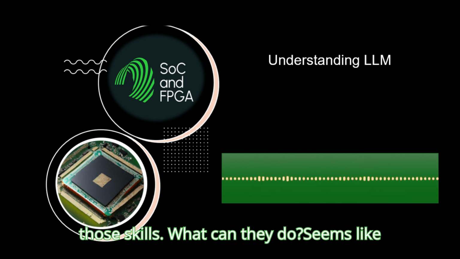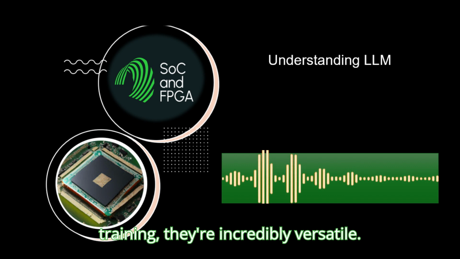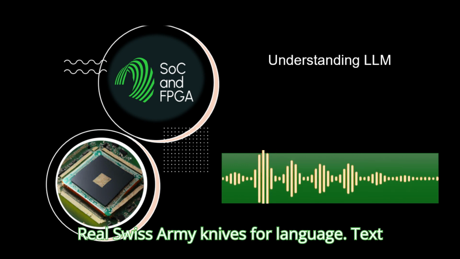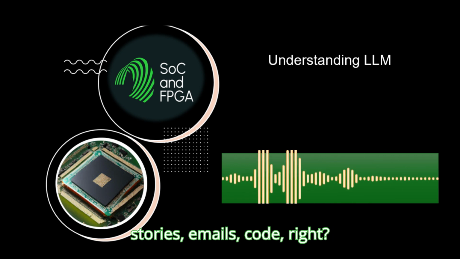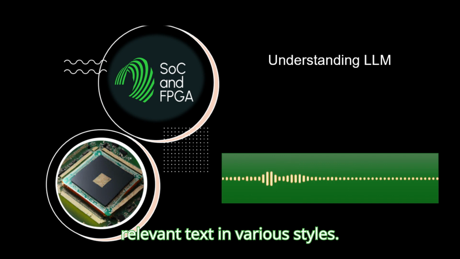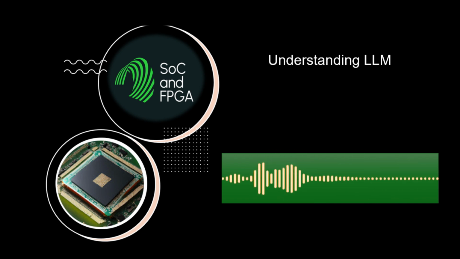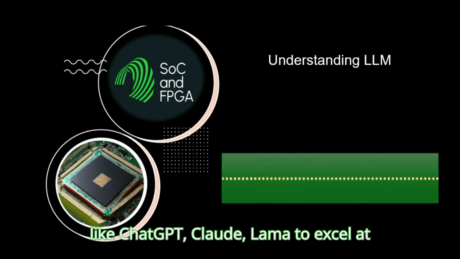Okay, let's talk about those skills. What can they do? Seems like a lot. It is a lot. Because of that training, they're incredibly versatile. Real Swiss Army knives for language. Text generation is the obvious one. Articles, stories, emails, code. Right. Generating coherent, contextually relevant text in various styles. Completing prompts, writing documentation, creative writing. Models like ChatGPT, Claude, Llama 2 excel at this.